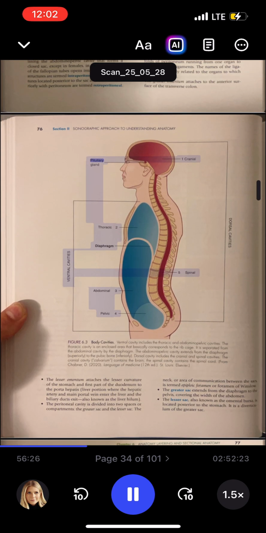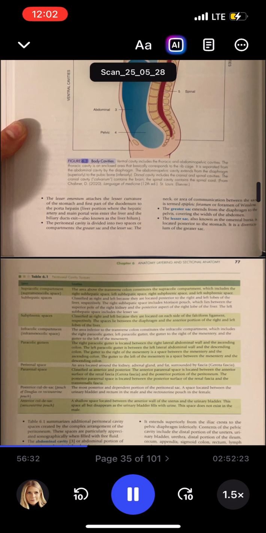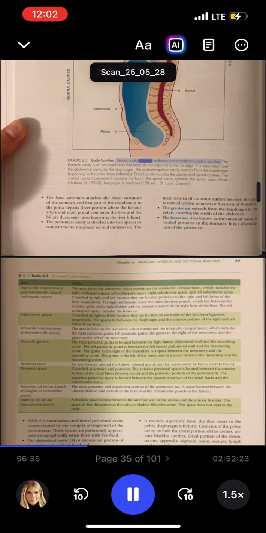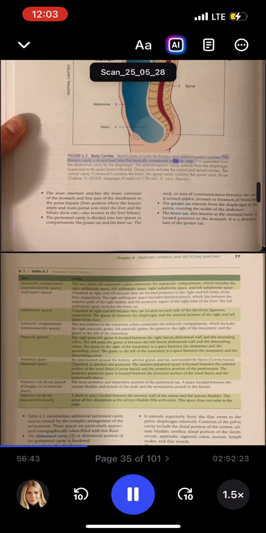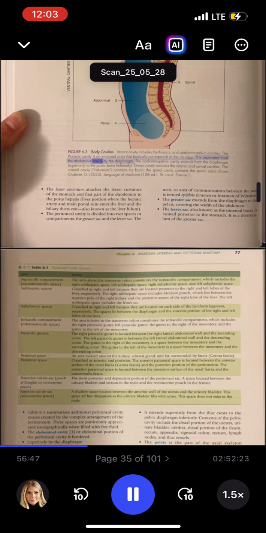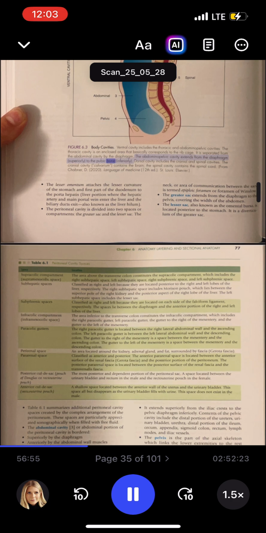Ventral cavities: 1, cranial; pituitary gland; 2, thoracic; diaphragm; 3, abdominal; 4, pelvic; 5, spinal. Figure 6.3 Body cavities. Ventral cavity includes the thoracic and abdominopelvic cavities. The thoracic cavity is an enclosed area that basically corresponds to the ribcage. It is separated from the abdominal cavity by the diaphragm. The abdominopelvic cavity extends from the diaphragm superiorly to the pubic bone inferiorly.